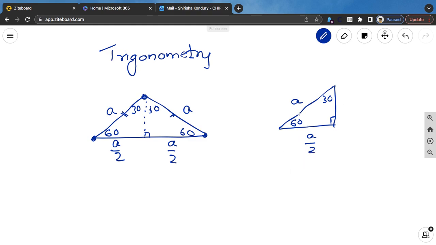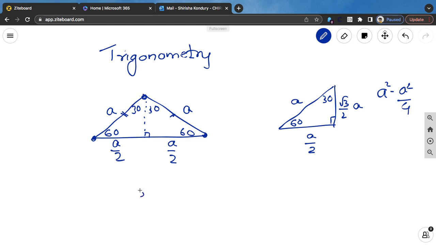By the Pythagorean theorem, I can find the third side, which will turn out to be root 3 by 2 A. Now, any 30, 60, 90 triangle, with whatever length of hypotenuse, is going to be similar to this triangle. And by similarity, we mean the sides are growing in the same proportion.